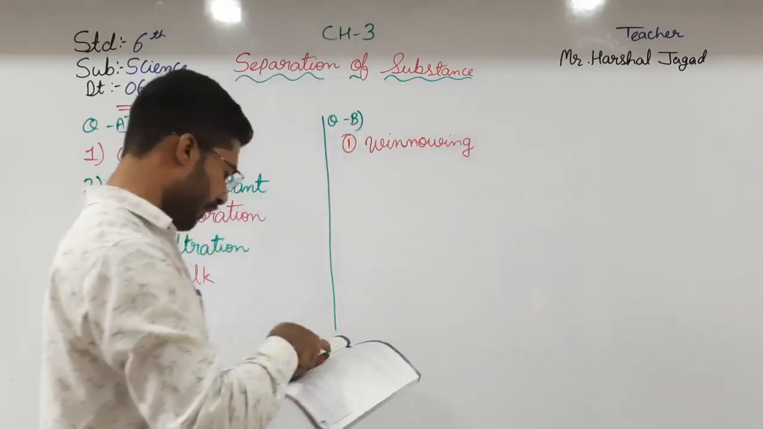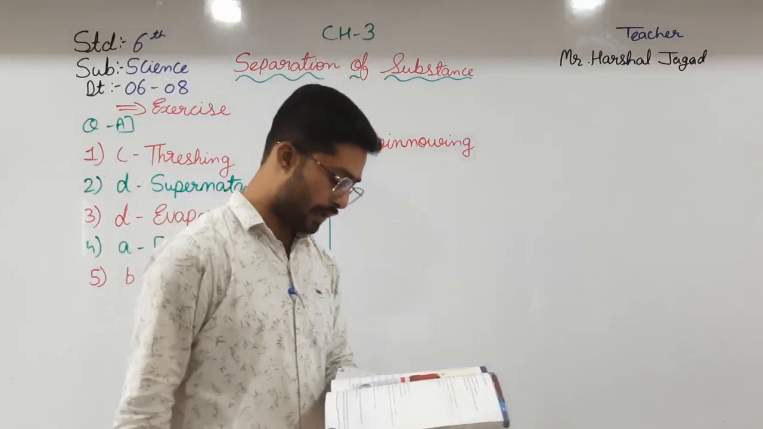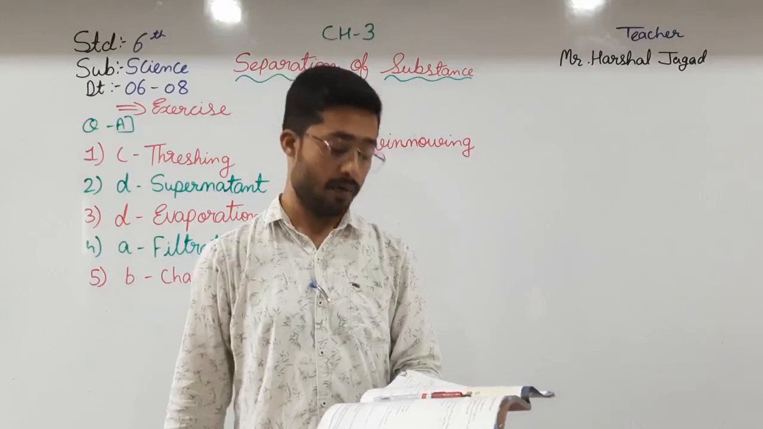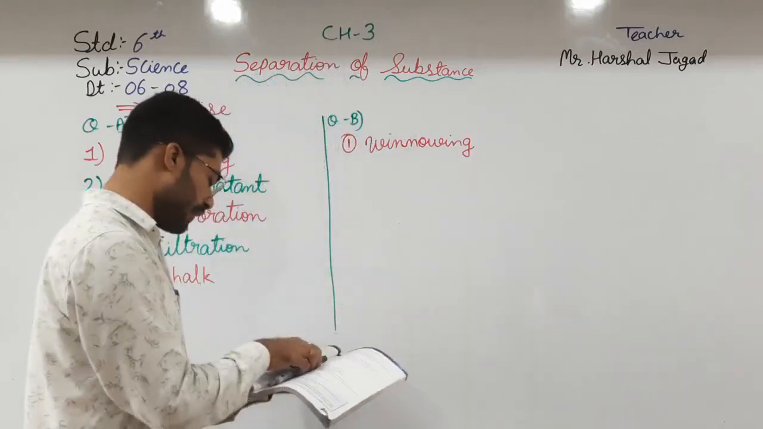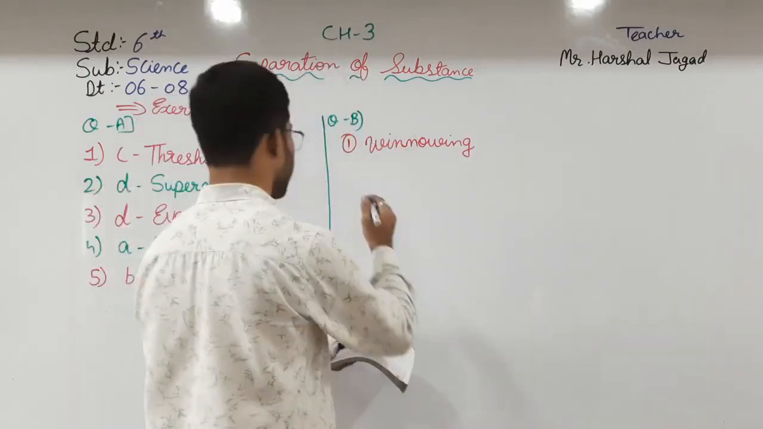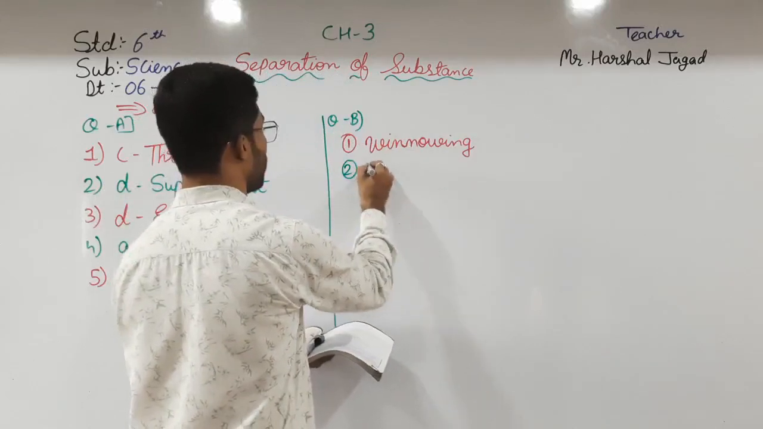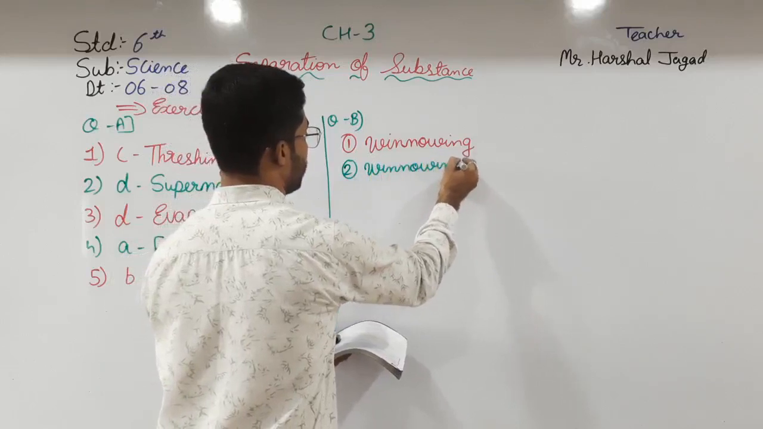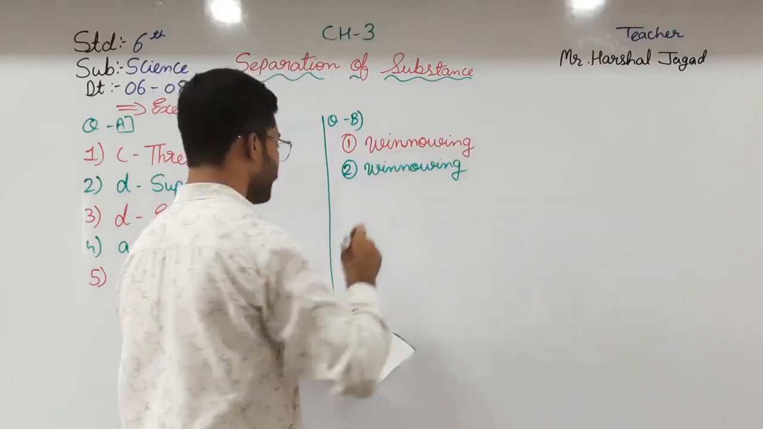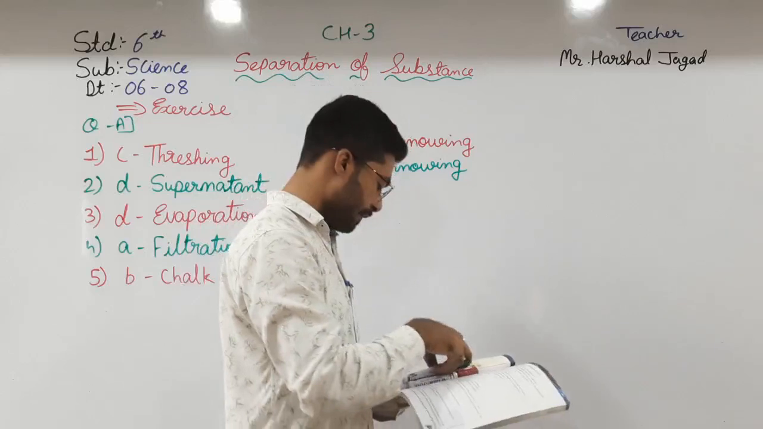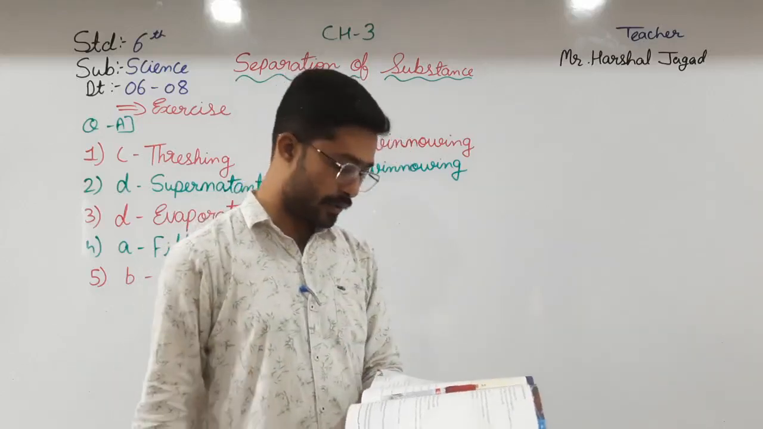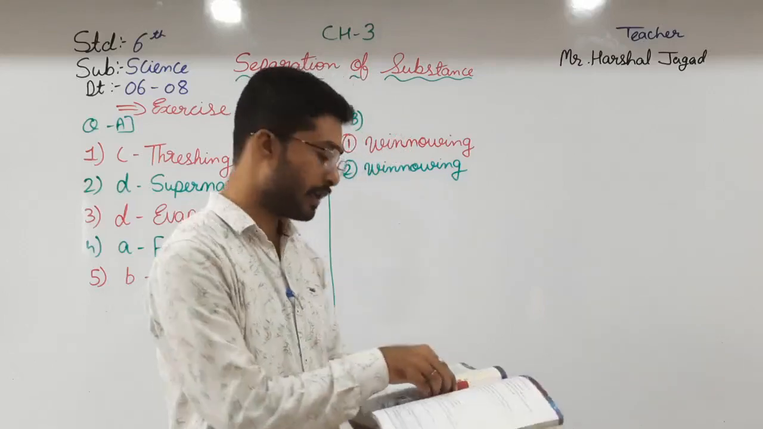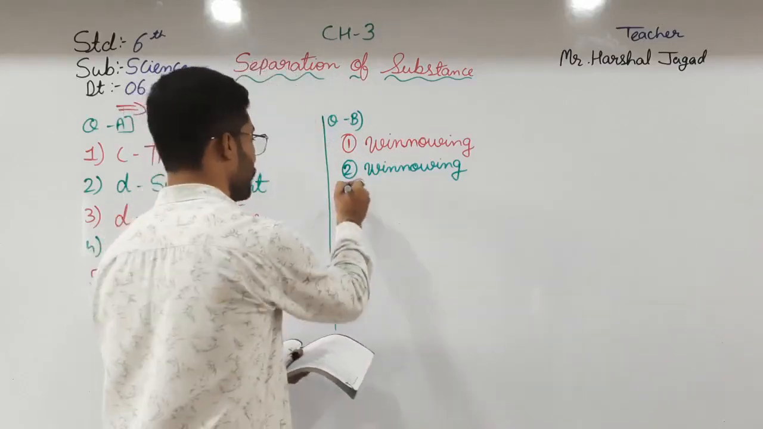Then, dash uses the action of wind to separate the lighter components from the heavier ones. That is winnowing or threshing. So here it will also be winnowing, second one. Then the third one: dash is used to separate salt from water, evaporation or hand picking. So here it will be evaporation.